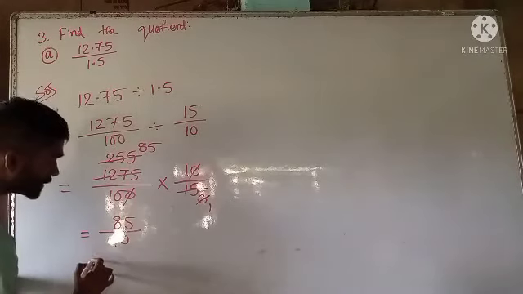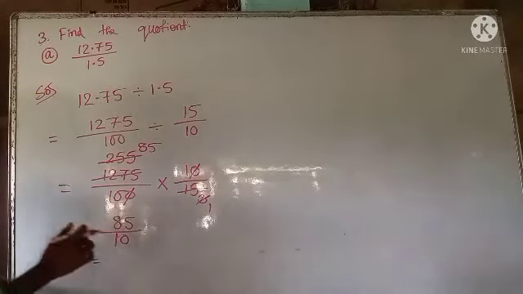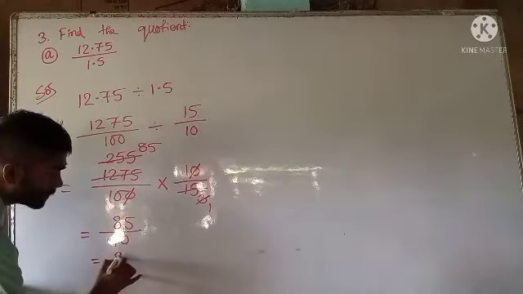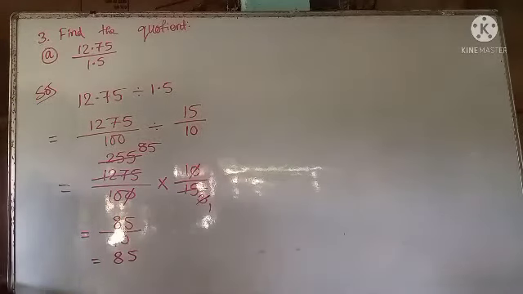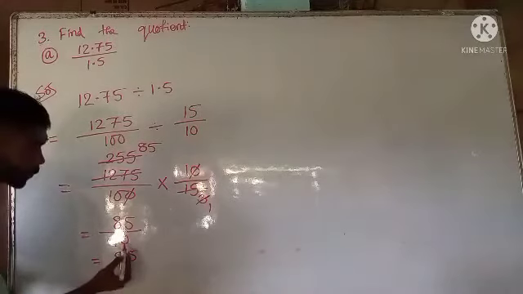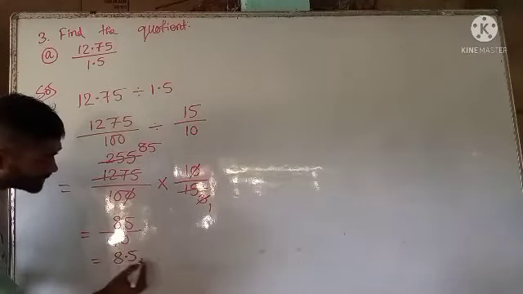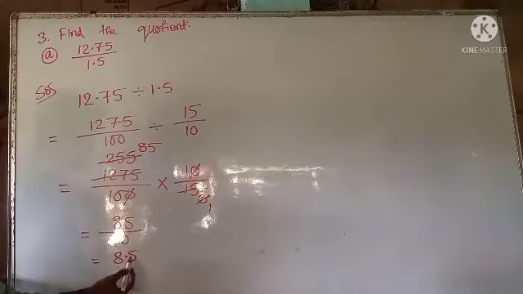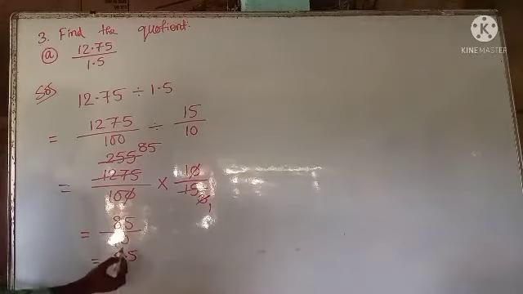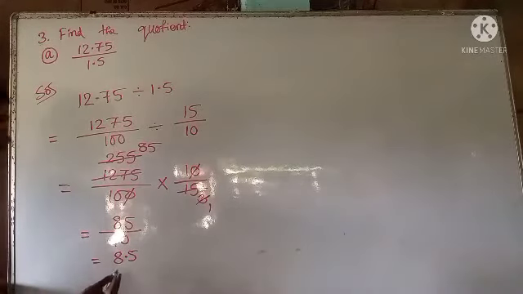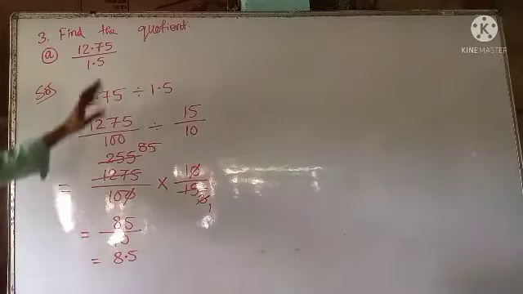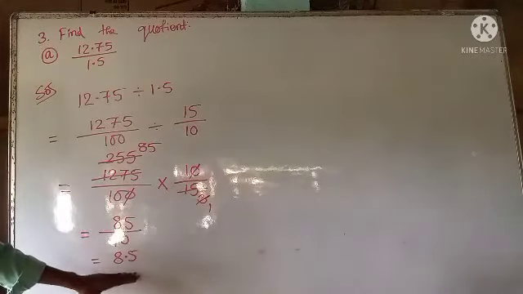So 10 is in it, so we can count one digit from the right hand side and put the decimal point. The number itself we will write as it is, and then 10 is there, so one digit from the right hand side, and we put the decimal point. So our answer is 8.5. So we found the quotient, that is 8.5.